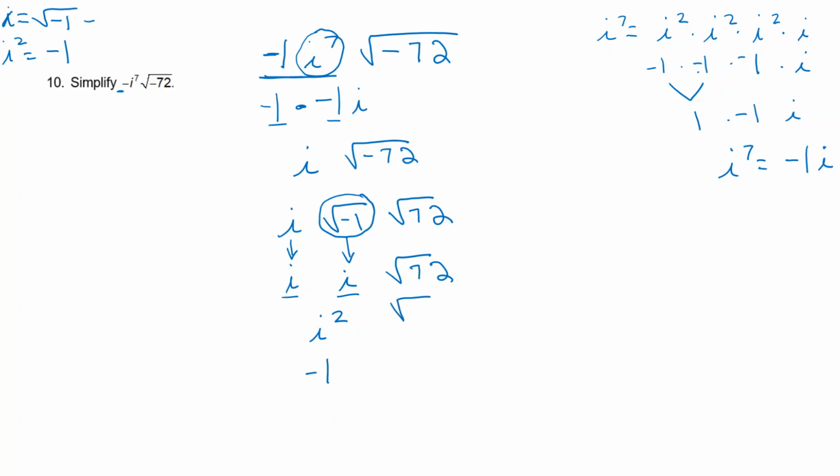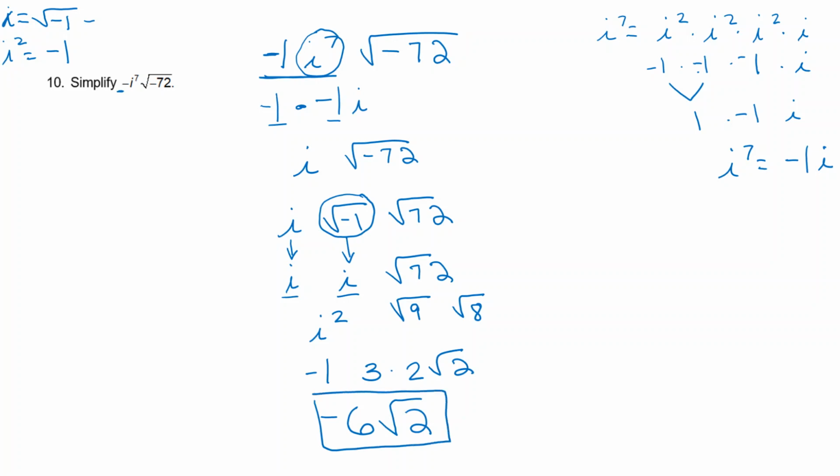All right, so let's take a look at 72. That's made up of 9 times 8. So the negative square root of 9 is the same as 3, and times the square root of 8, which is 2 square root of 2. So in the end, I have negative 3 times 2, which is negative 6 times the square root of 2. And that's your final answer.